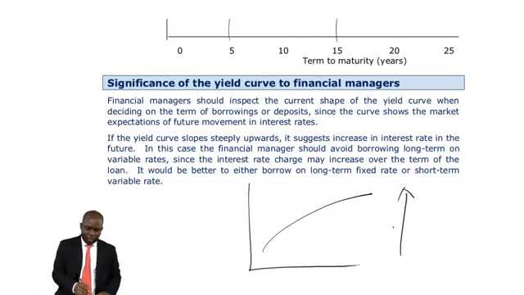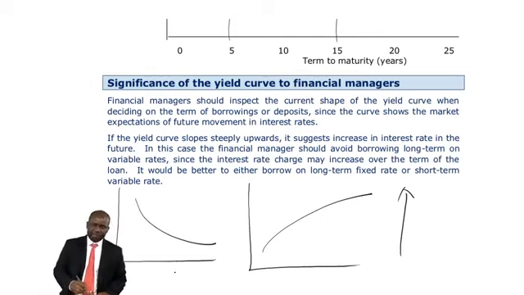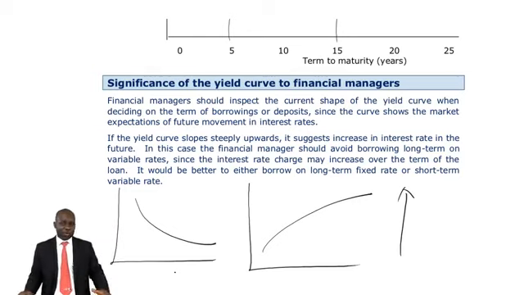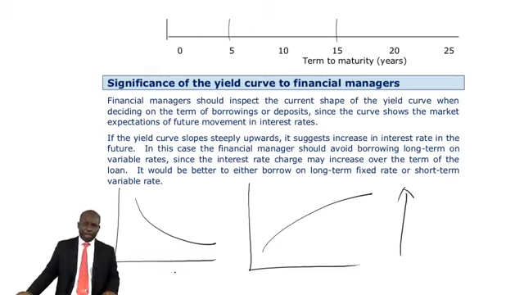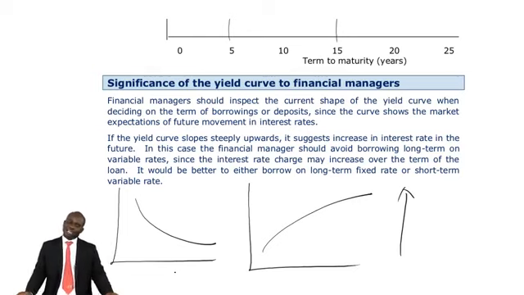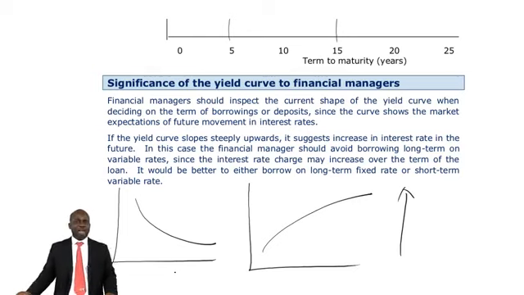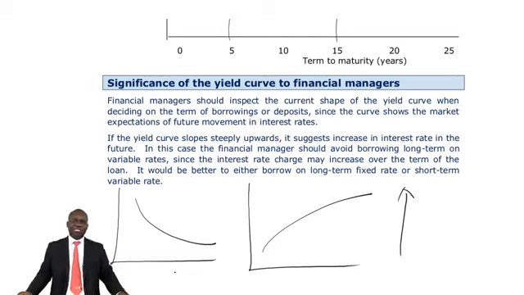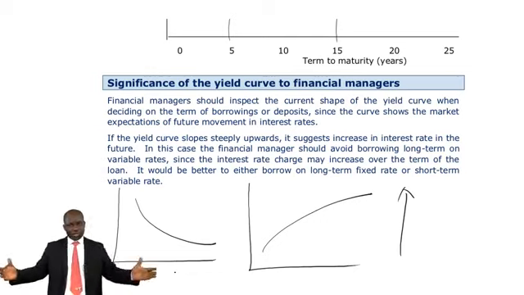The same way, when I see the yield curve negatively sloped like that, I should be able to know my investment or my borrowing decision. If I am going to borrow, I have to borrow long-term what? Variable. Because interest rate is expected to fall. So that if I am on variable and the interest rate falls, I will take advantage by paying what? Less. So that is the argument.